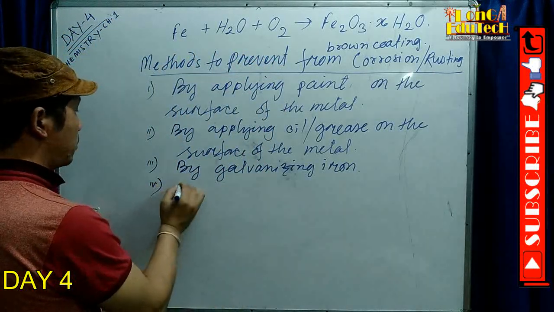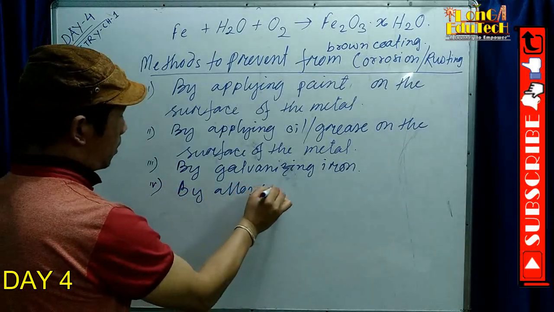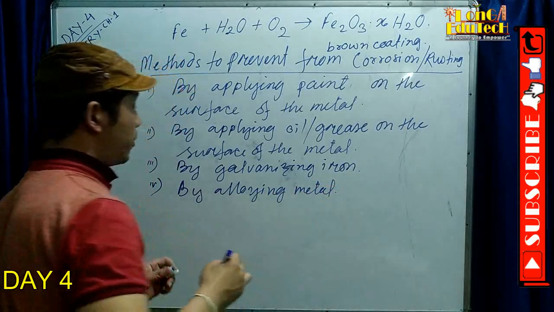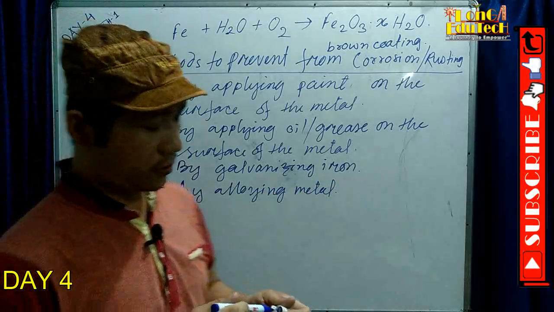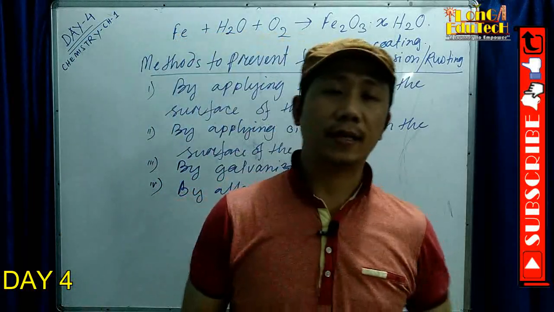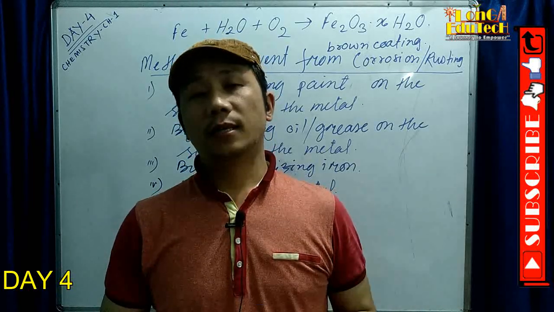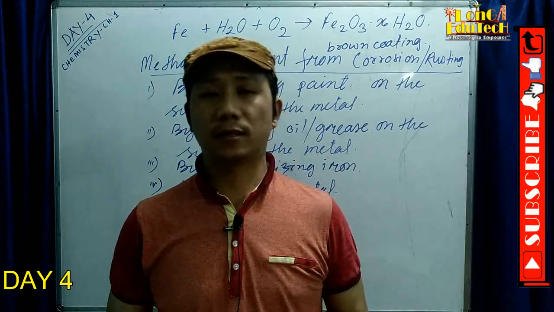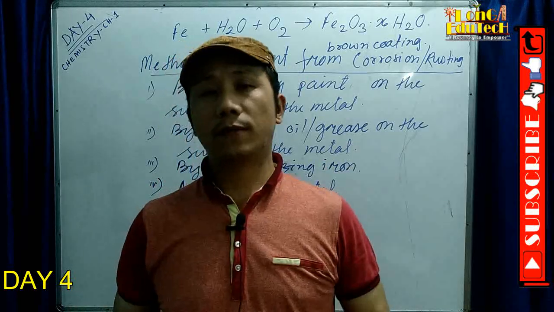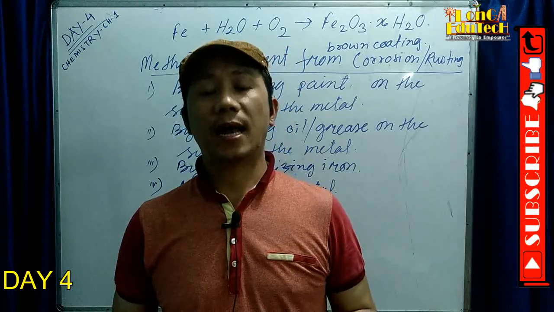Number 4, by alloying metals. By alloying metals we can prevent corrosion or rusting. Alloying is the mixing of two or more metals to get a desirable type of metal or substance. For example steel, stainless steel, this is an alloy.